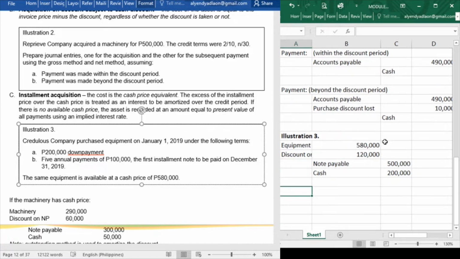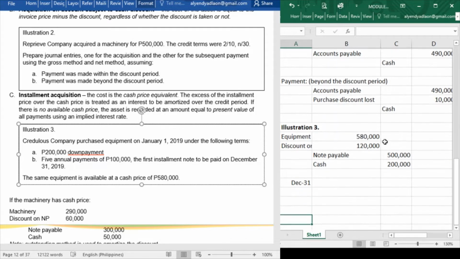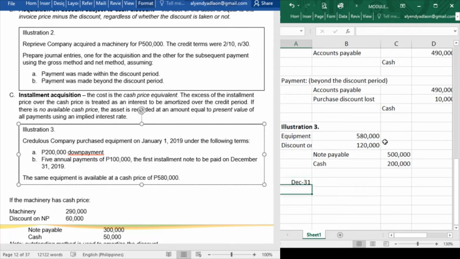Now, how about when you are already going to pay? Let's say it is already December 31, 2019. We will have to pay our first installment. So that would be debit note payable and credit, of course, cash. As stated in the problem, we have to pay 100,000 annual payments. So that is debit 100,000 and credit another 100,000. As I have said, the discount on note payable will be amortized as interest expense over the term of the note.